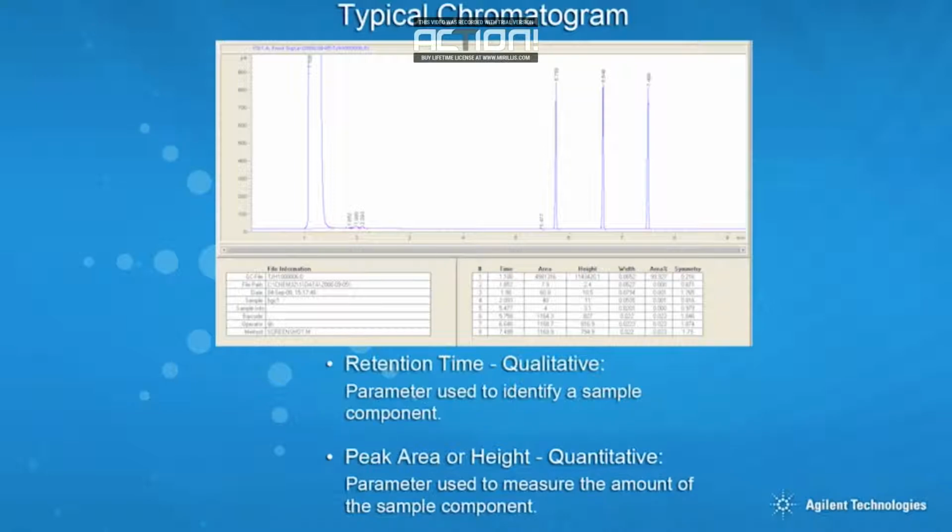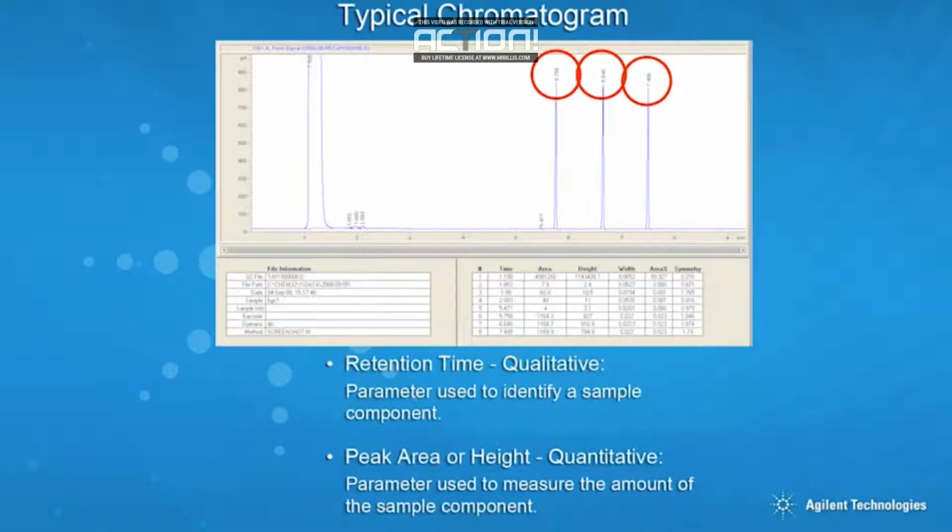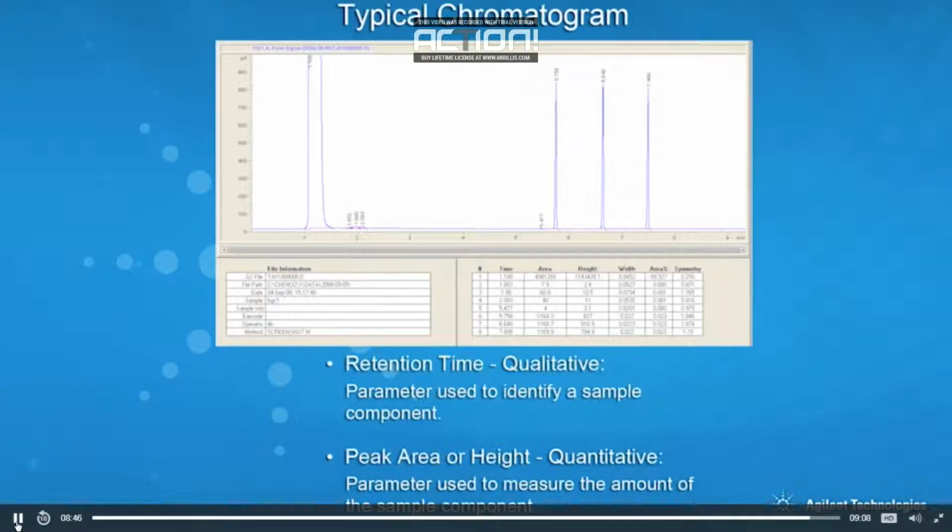Retention times are used to identify the components in a mixture by comparing sample peak times to known reference standard peak times. If the times match, it is very likely that the components are the same. The retention time is determined at the apex of the peak. Peak height or area is used to determine the amount of components present.